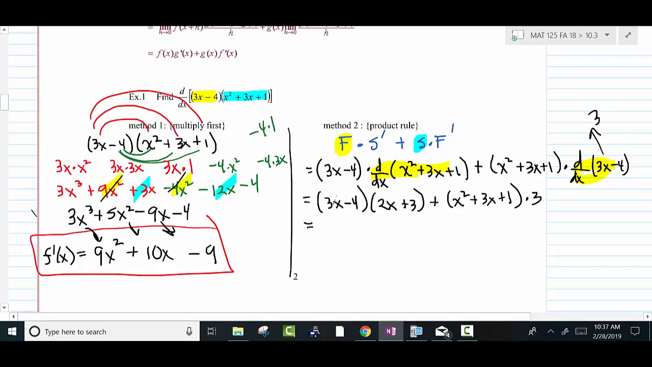Okay, so let's see what happens if we do it this way. What you're going to have to do is FOIL this. The first two get FOILed, so I'll just do this in my head. 3x times 2x is 6x to the second. 3x times 3 is plus 9x. Inside term, negative 4 times 2x is negative 8x. And then the last term, negative 4 times 3 is negative 12. So that's the FOIL.